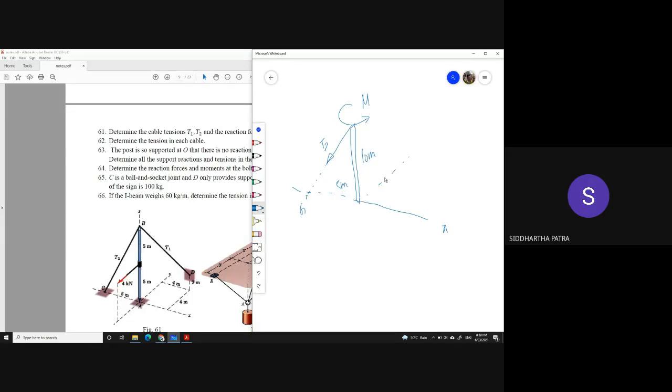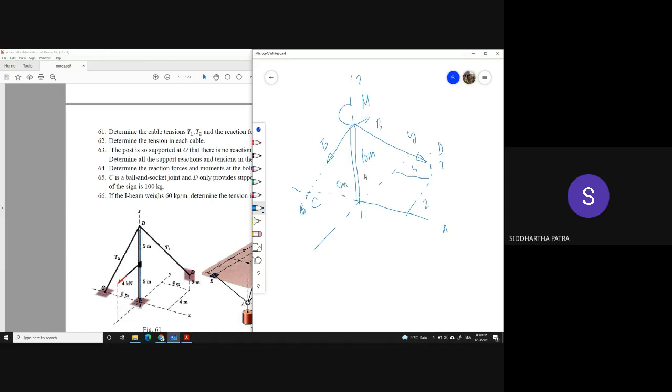And this is the y-axis. This is the z-axis. So this is 4. This is 2. And this is another 2. There is another cable going from B to C. Sorry, I believe this is B to C. And this one is A.